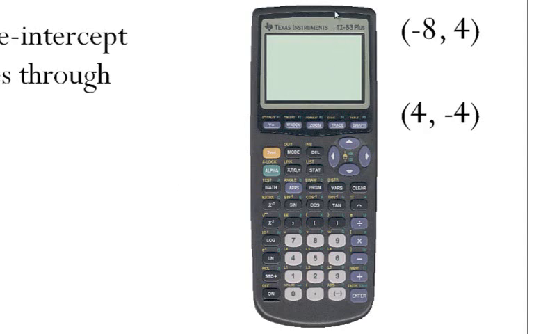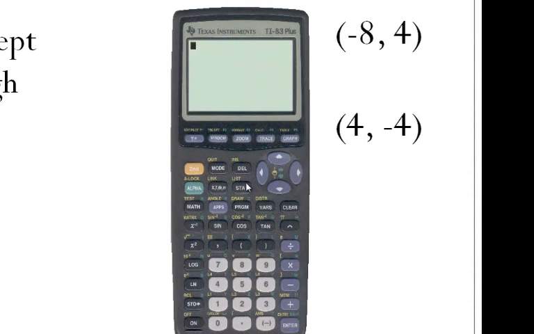Okay, so now I'm going to show you guys how to do this problem using the calculator. We're going to find the slope-intercept form using the 2 points, just plugging it into our calculator. So first you want to turn it on. You're going to go to stat, you're going to hit enter to go into edit, and you're going to enter your first point, which is -8, enter.